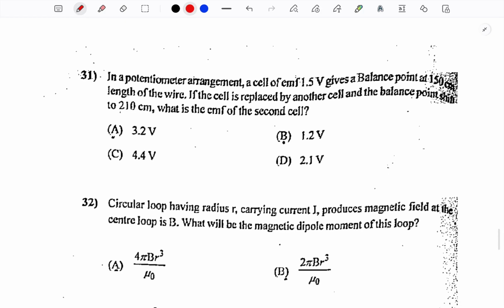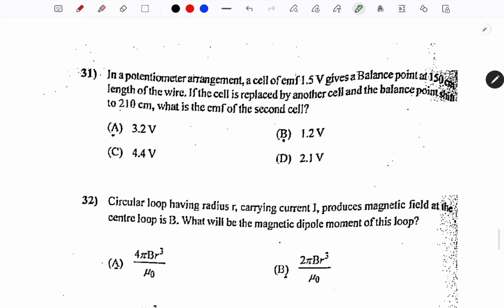Okay, moving further. Potentiometer is not in syllabus, but still looking forward. In a potentiometer arrangement, the cell of EMF 1.5 volt has a balance point at 150 centimeter of the length of wire. If the cell is replaced by another cell and the balance point is shifted to 120, what will be the EMF of the second cell? Easy question, not that much difficult.